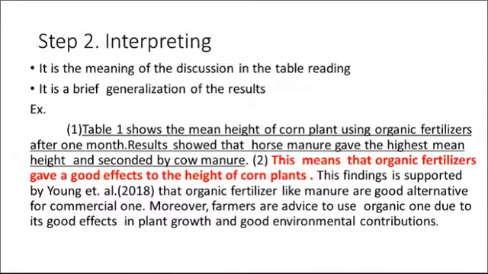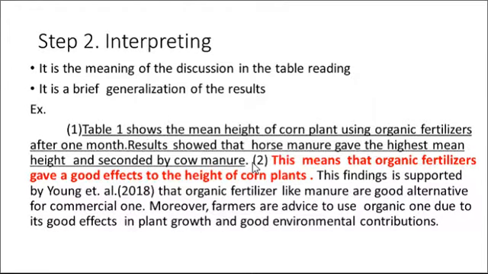Okay, for step number 2, you are going to interpret. Interpreting. What does interpreting mean? It is the meaning of the discussion in the table reading. So kailangan i-discuss mo yung meaning ng table reading, ng number 1. Okay, so if this is a table reading, the second sentence will be the interpretation or interpreting of the result. It is a brief generalization of the results.